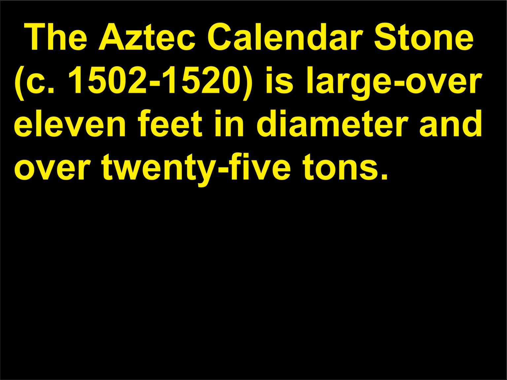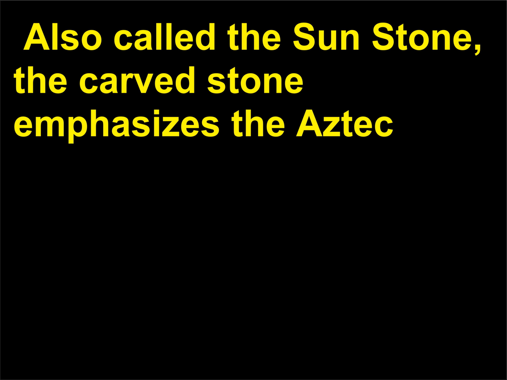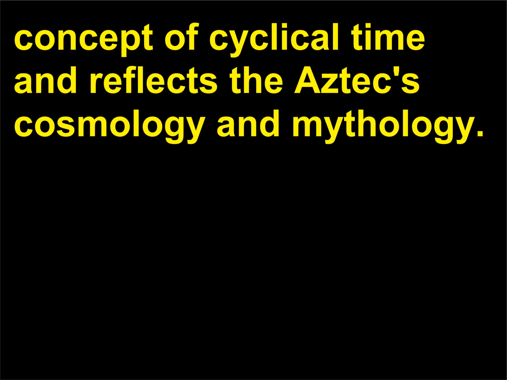The Aztec calendar stone, c. 1502 to 1520, is large, over 11 feet in diameter and over 25 tons. Also called the sunstone, the carved stone emphasizes the Aztec concept of cyclical time and reflects the Aztecs' cosmology and mythology.